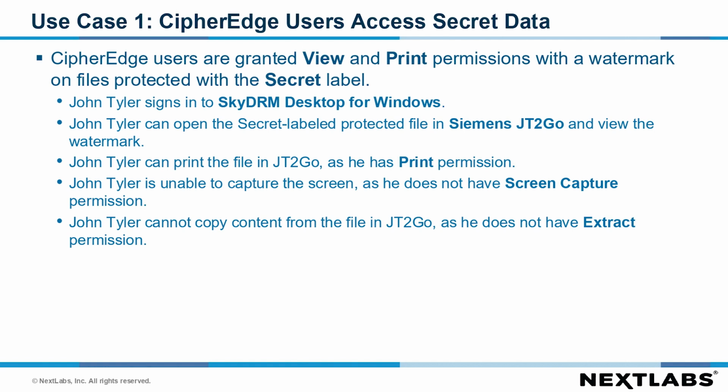John Tyler signs into SkyDRM Desktop for Windows. John Tyler can open the secret labeled protected file in Siemens JT2GO, and view the file with watermark. John Tyler can print the file in JT2GO, because he has print permission. John Tyler is unable to capture the screen, because he does not have screen capture permission. John Tyler cannot copy content from the file in JT2GO, because he does not have extract permission. Now, let's move on to the demo.